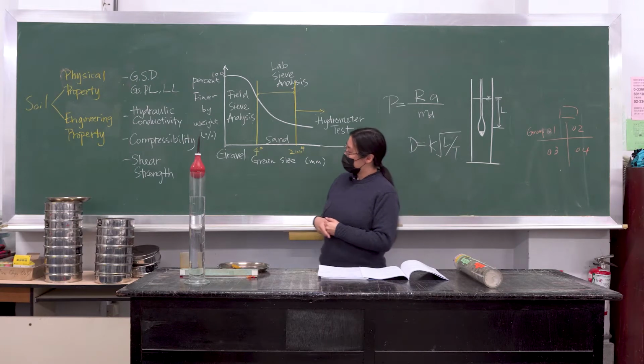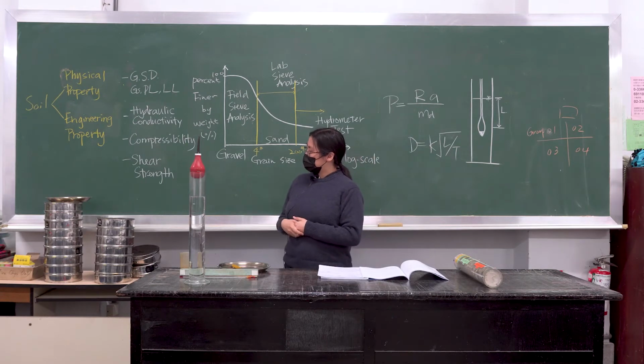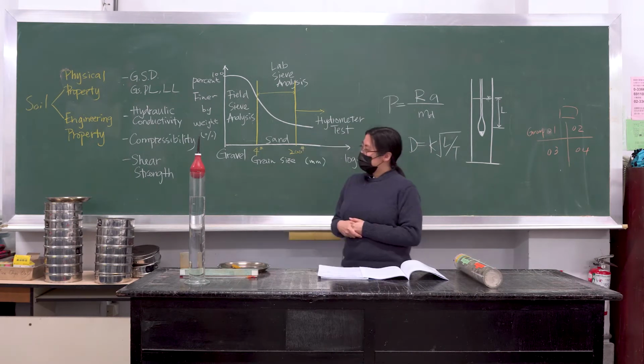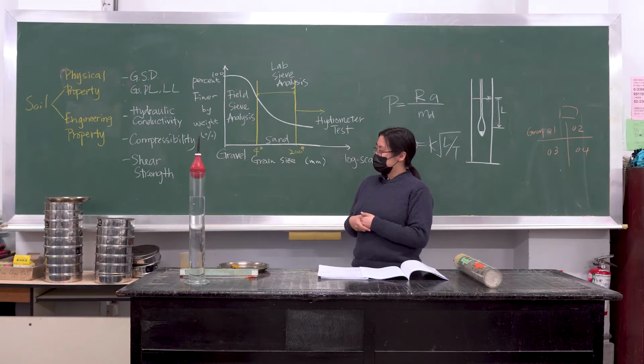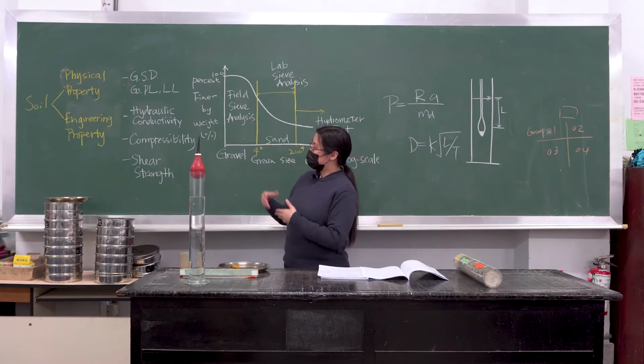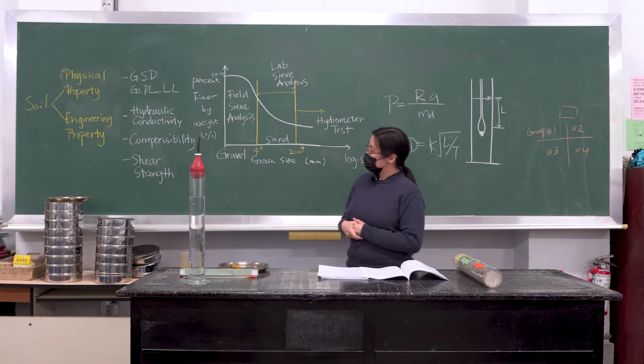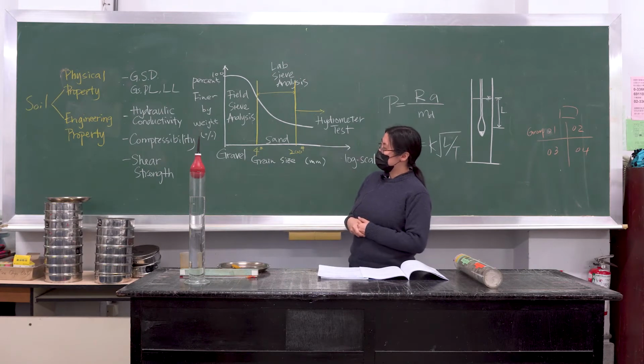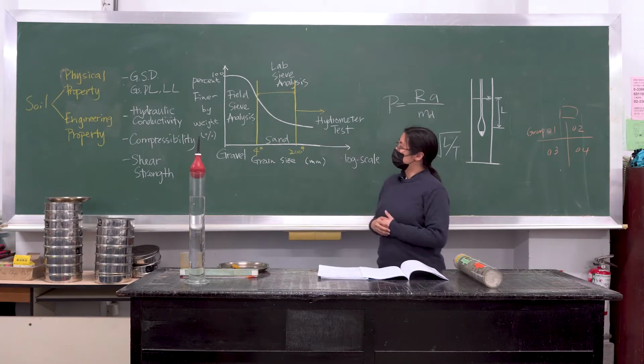And then lastly, we are going to determine the shear strength of material. In the design of foundations, you need to know the shear strength of material because you want to know what kind of foundation you need for a specific soil type. So all of these parameters or properties will be determined in this class. In the upcoming 7 lab sections, we are going to do that.